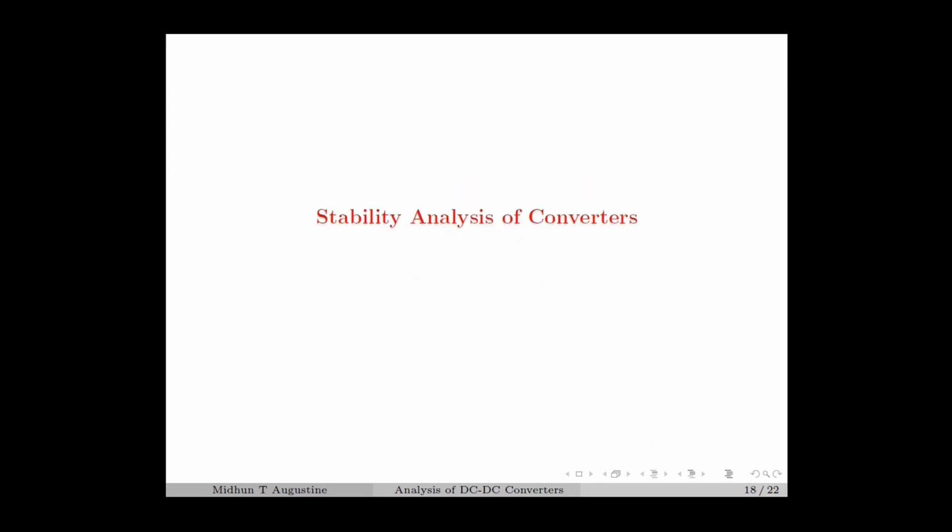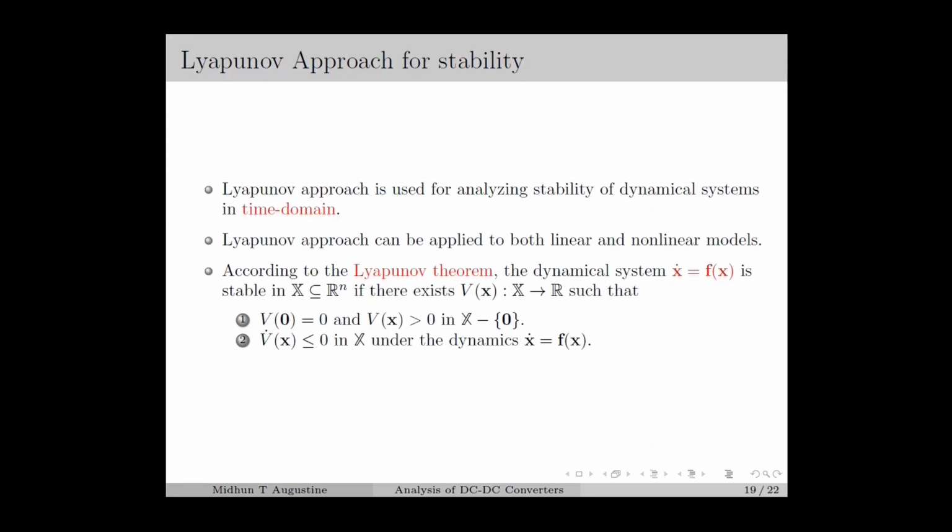Next, we move on to the stability analysis of converters. Stability can be considered as the ability of the system to converge towards the desired equilibrium point. From any given initial state, we require the system to converge towards the desired equilibrium point. Now, if the system is stable at the desired equilibrium point for a given initial condition, then the state trajectory will converge towards the equilibrium point, or at least it will stay in a bounded region near the equilibrium point.